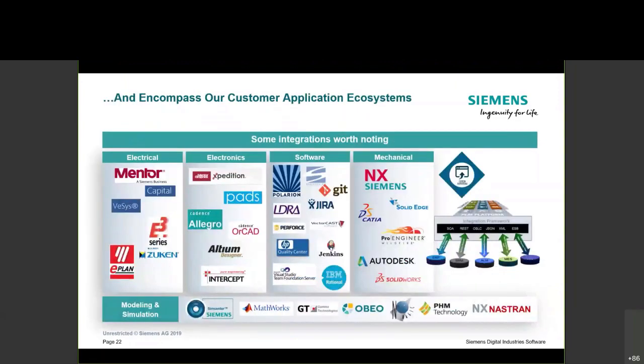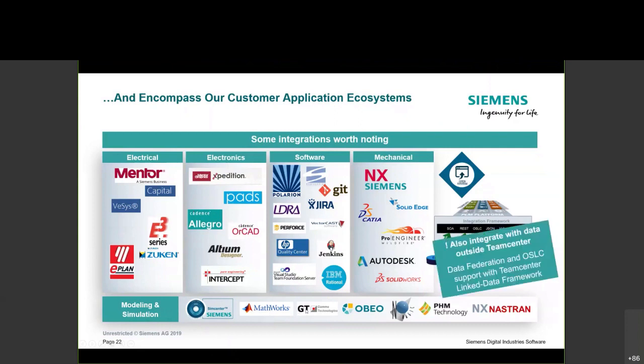Now, if you think you are done with the information model I just mentioned before, well, maybe not. Because everywhere I go, customers have 100 other applications they need to integrate with. They could either be a system design application, or they could be domain-specific applications. So I'm showing some integrations, worth noting, in various domains: electrical, electronic, software, mechanical. Also mentioning integrations we do for modeling and simulation, because again, we are big believers of virtual verification, so a lot of simulation modeling tools are involved.